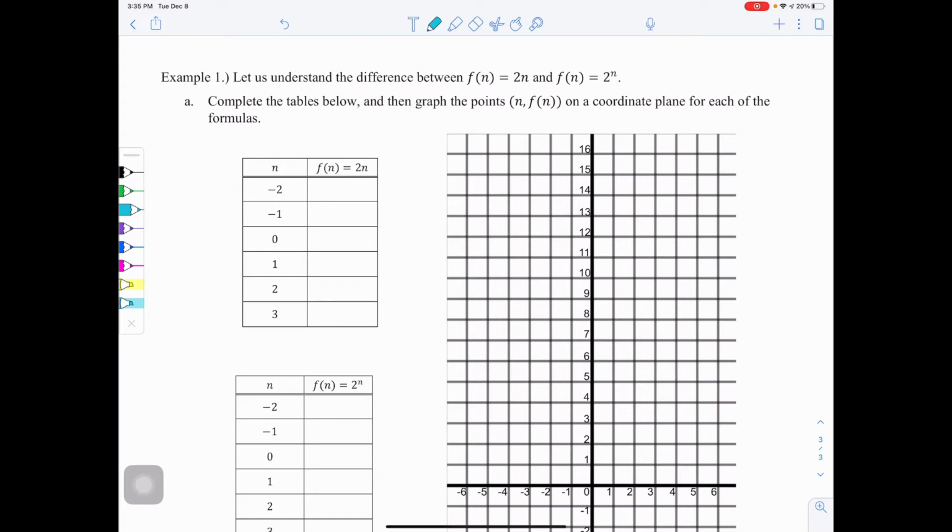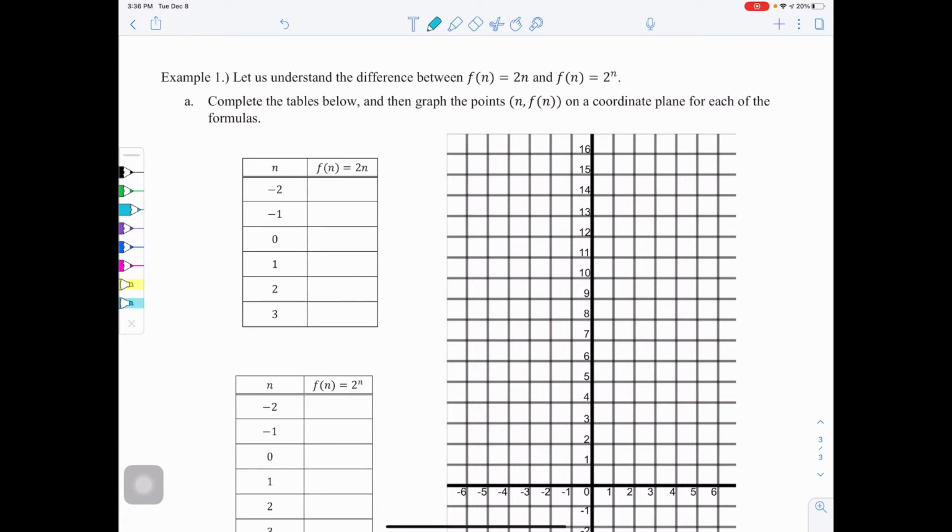So in A, it says complete the table of values and then graph the points n, f of n on a coordinate plane for each of the formulas. We're going to want to use our graphing calculator here to help us out, especially with f of n equals 2 to the n, just to make sure we feel confident in our responses. Plus, I want to remind you how to actually type in these values. Now, this first one we'll do by hand because it's very easy to just plug the number in. You're just taking the number and timesing it by 2.